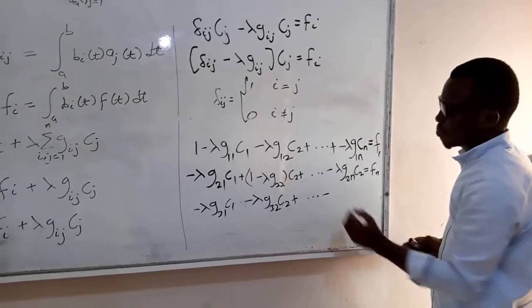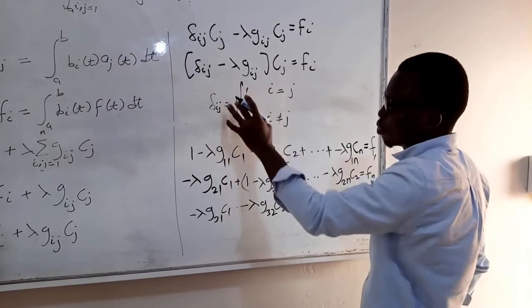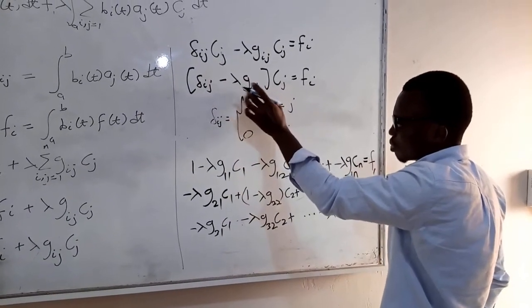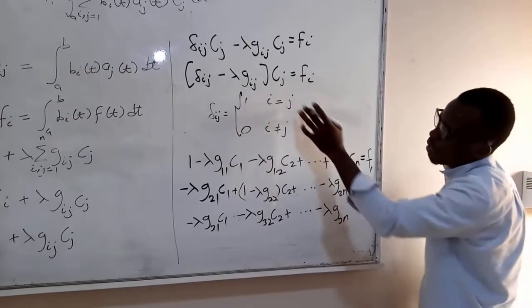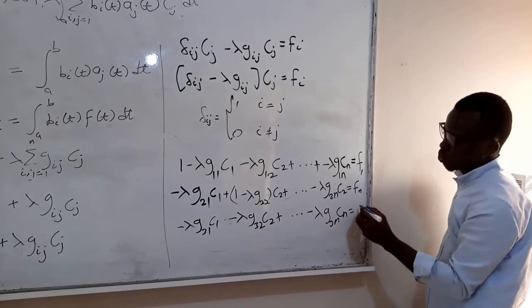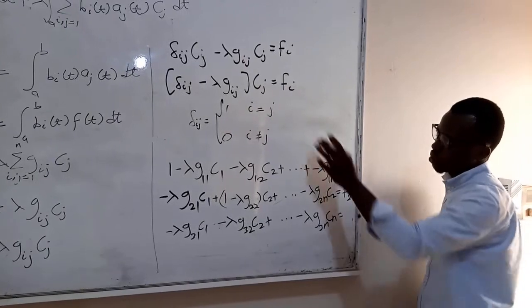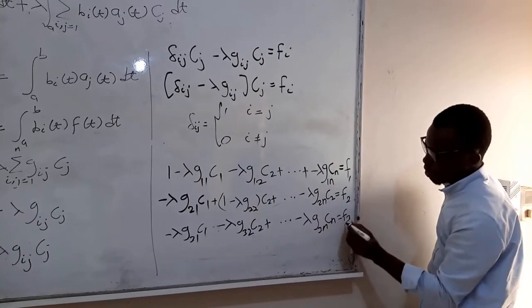The last term becomes minus lambda, and so here becomes 3 and they are not equal, so here becomes 0. Then here becomes minus lambda j 3n, and having cj here, cj is n, so cn, to be equal to f, i is 3, so here becomes f3.